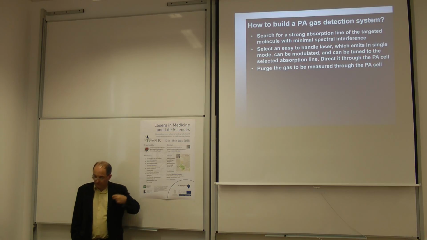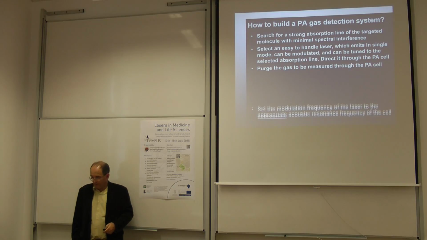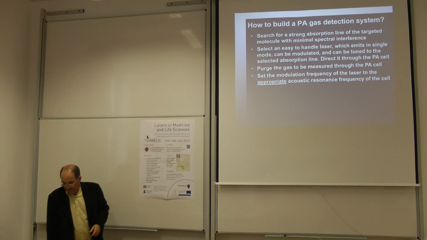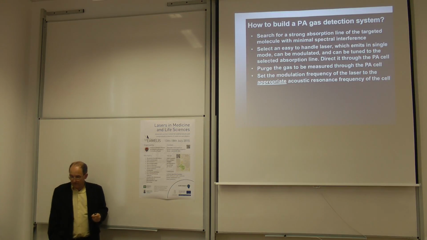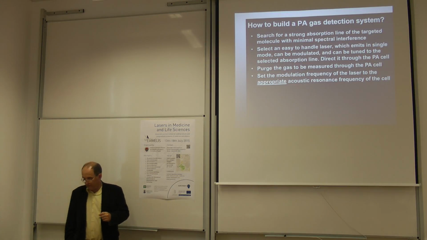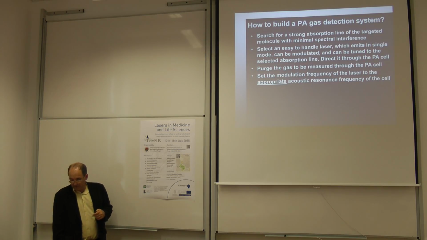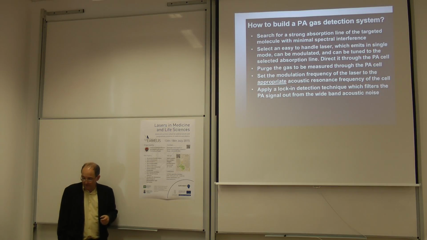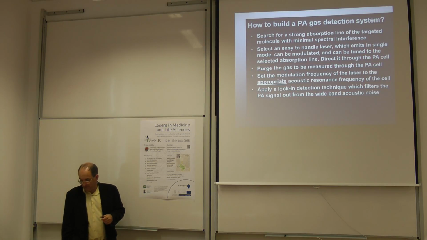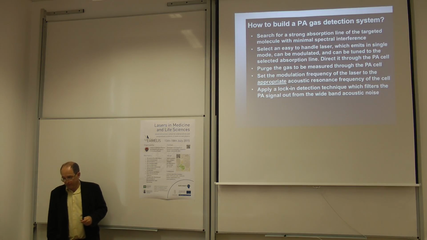Then you ensure that the gas you want to measure is purged through the photoacoustic cell. And then you start to modulate the laser, and the laser modulation is set to an appropriate acoustic resonance frequency of the cell. And then you have to apply a lock-in detection technique which filters the useful signal out from the wideband acoustic noise.